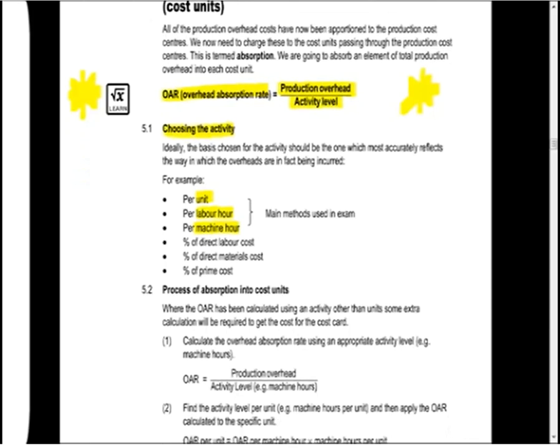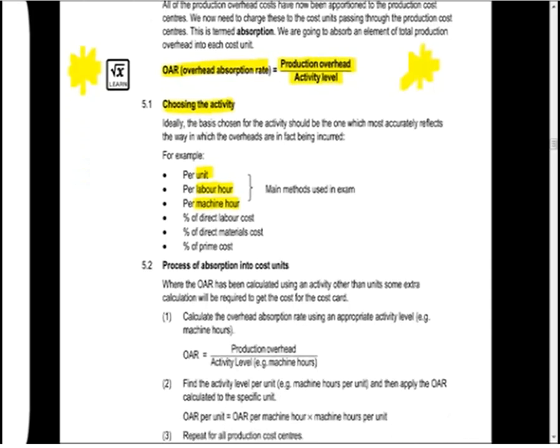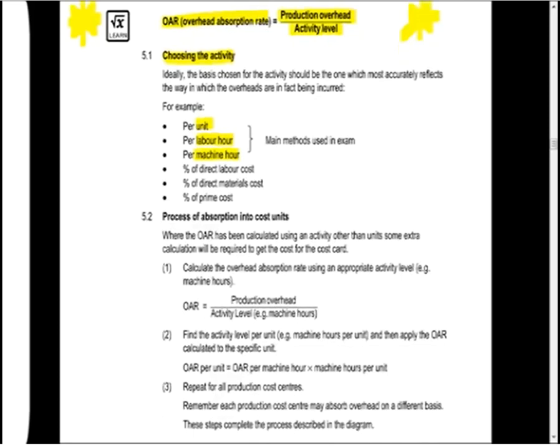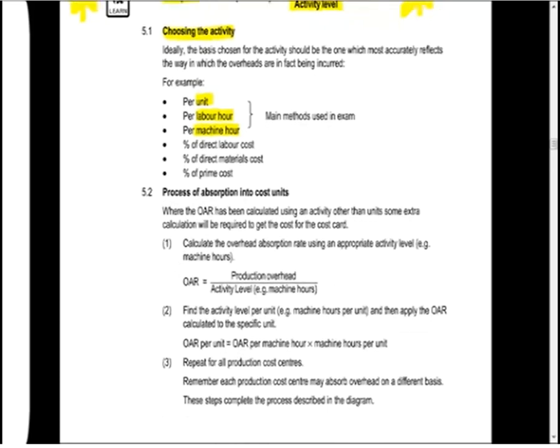So we calculate the overhead absorption rate, for example here using machine hours. What we end up with is a rate to absorb overheads per machine hour, and then we need to multiply that by the machine hours per unit to give us the amount of fixed overheads per product. This has to be repeated for all of the production cost centres, and if necessary, the company can use a different basis of absorption for each of the production departments.